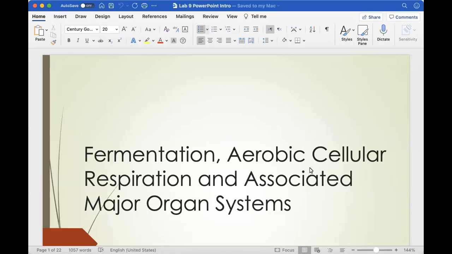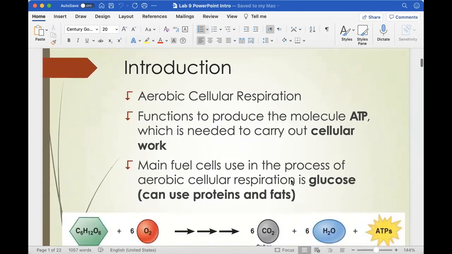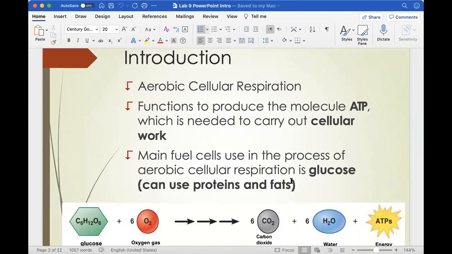Hi class, and welcome to this lab on fermentation, aerobic cellular respiration, and associated major organ systems. So for this lab, you'll be doing a couple experiments that I'll talk you through. This is laboratory 9. We'll do a brief introduction first of all.